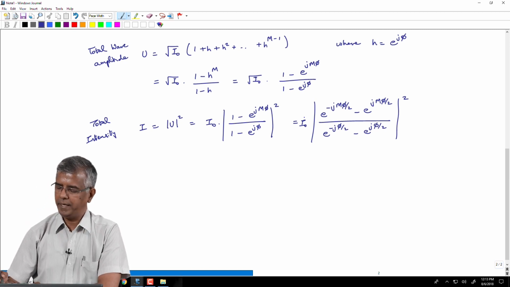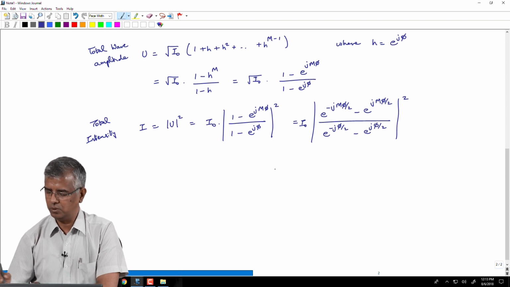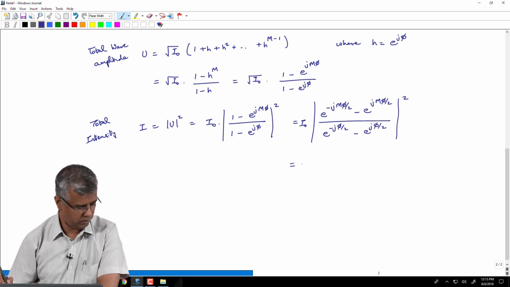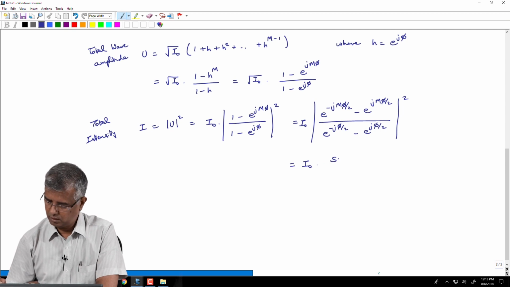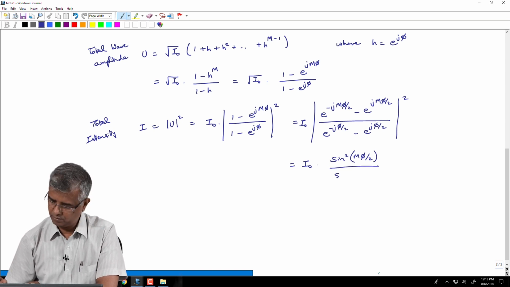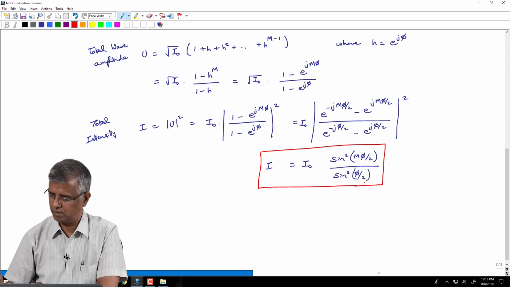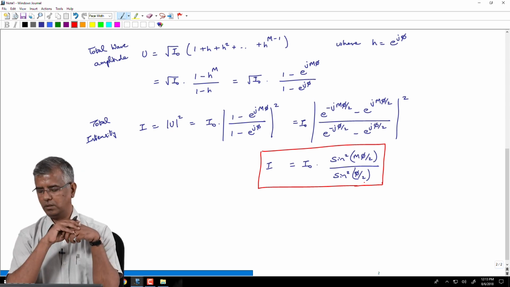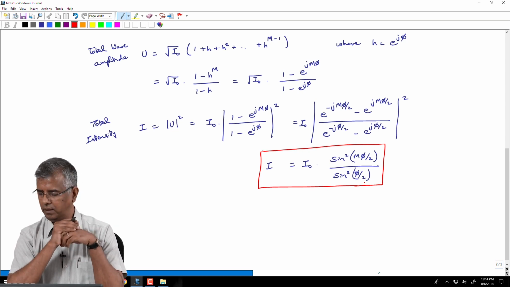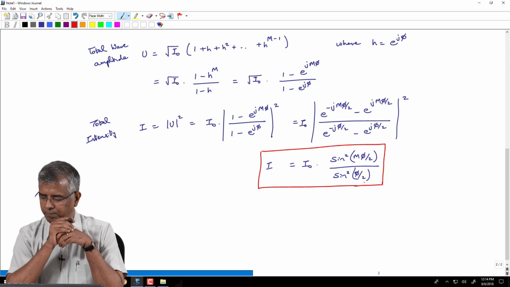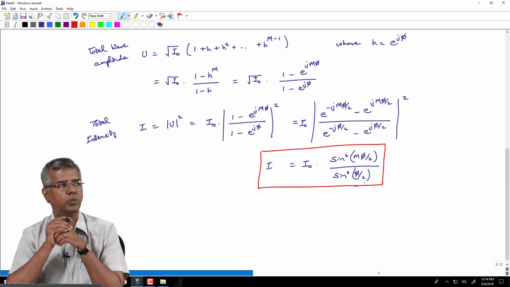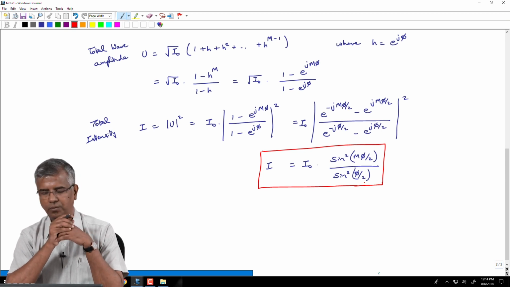So if I then expand these two terms in terms of sine and cos, what I am going to get finally is I naught sine square M phi by 2 divided by sine square of phi by 2. So that is my total intensity, okay. So this is the intensity that I am going to see in the observation plane, that is in the far field, okay. So now let's go ahead and plot this function and try to get some physical idea of what this represents, okay.